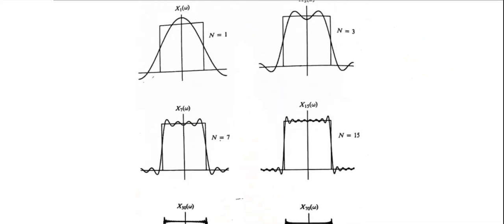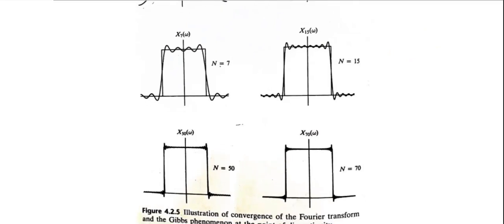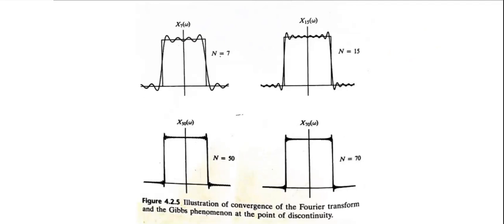Another term I can introduce: this kind of zigzag in the corner of the transition is known as Gibbs phenomenon. Gibbs, double B, probably. So this is another issue. We need to introduce some sort of technique by which we can reduce this Gibbs phenomenon. What is the problem of this Gibbs phenomenon? We'll talk about this more in the filter design course.